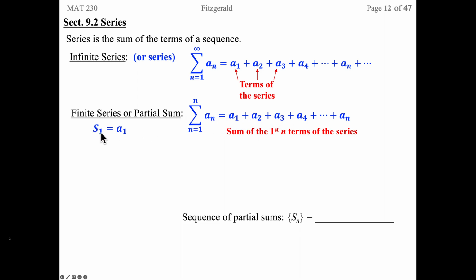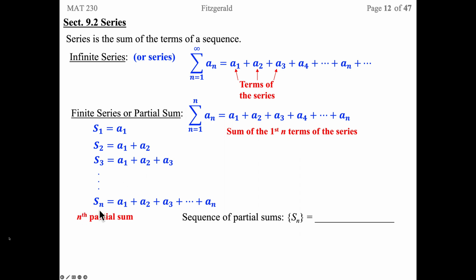So S sub 1 is just the first term, a sub 1. S sub 2 is equal to a sub 1 plus a sub 2. S sub 3 will be the sum of the first three terms, and so on and so forth until you get to S sub n, which is the sum of the first n terms of a sequence. This is what we call our nth partial sum, or if you want a specific value, you'd say your third partial sum, fourth partial sum. In this case, the nth partial sum.